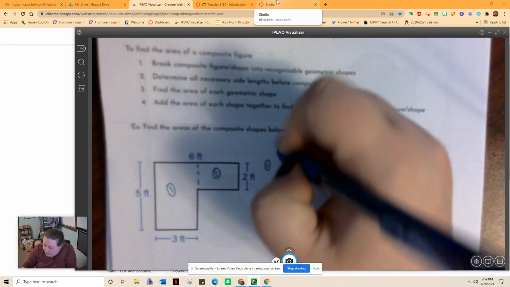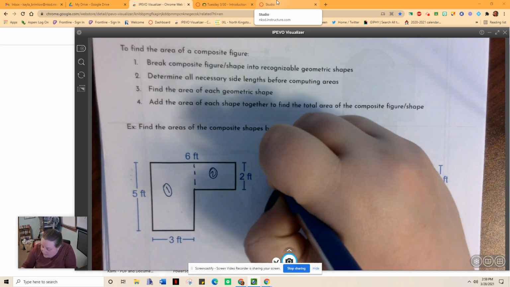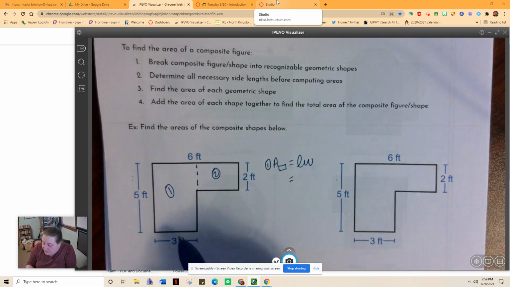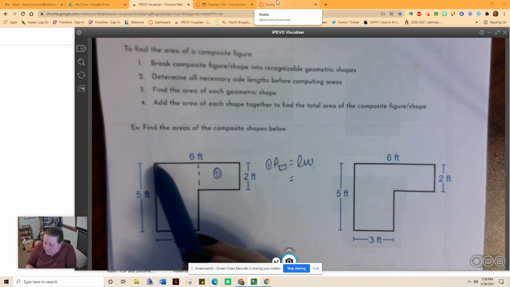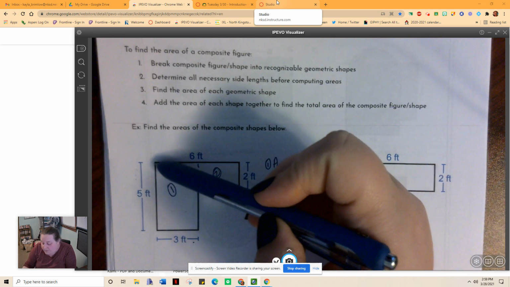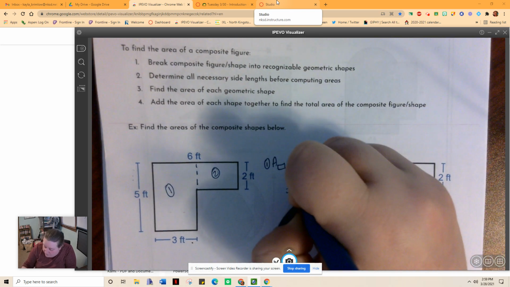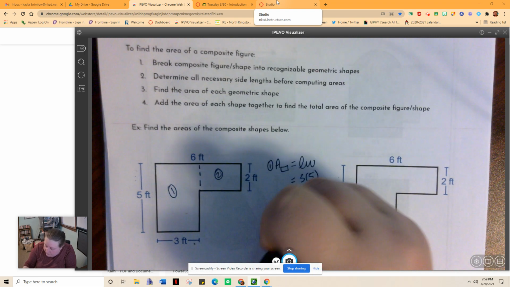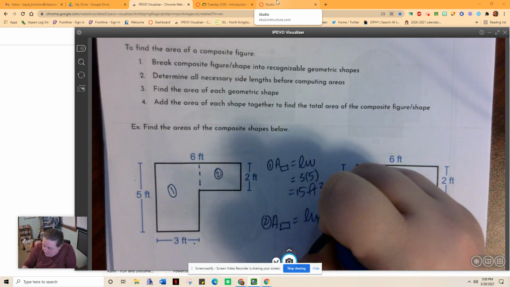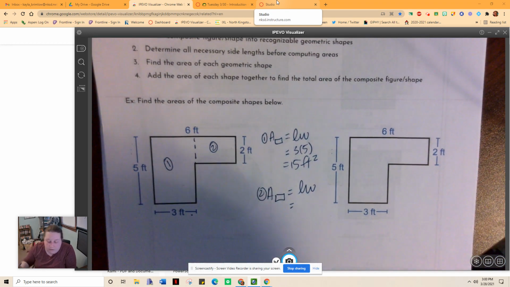First, I'm going to find the area of this first rectangle, and that's going to be multiplying length times width. So I need to check, do I have the measurements from here to here? It's 3 feet. And then from top to bottom, which is 5. So 3 times 5 is 15 feet squared. Step 3, find the area of the second rectangle, which is still going to be length times width.